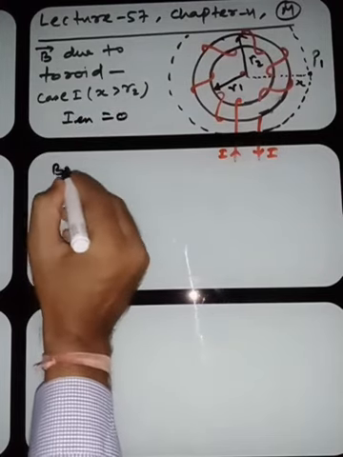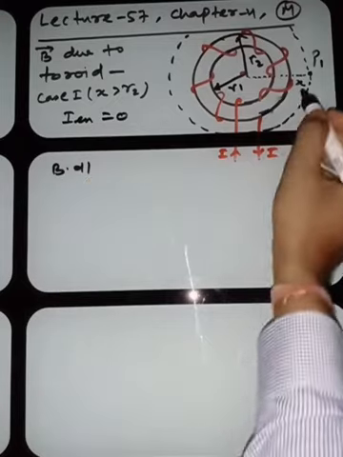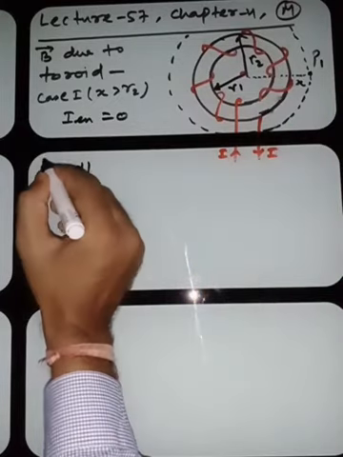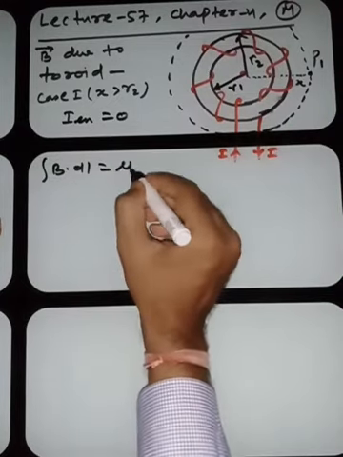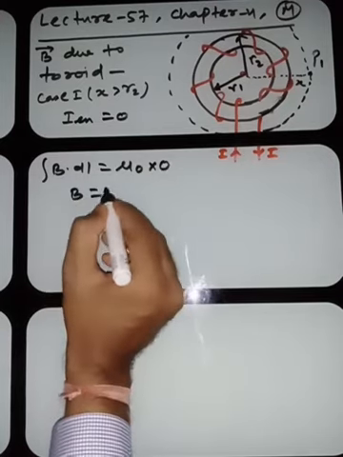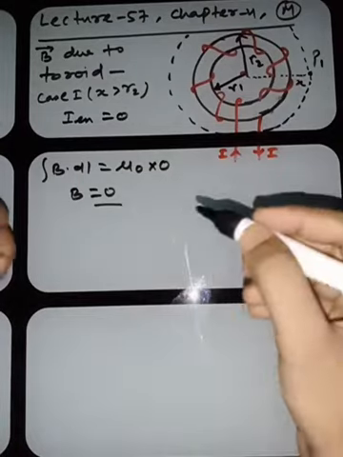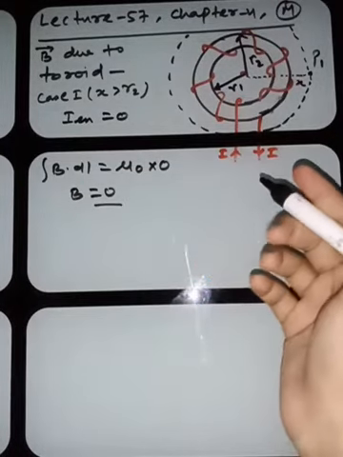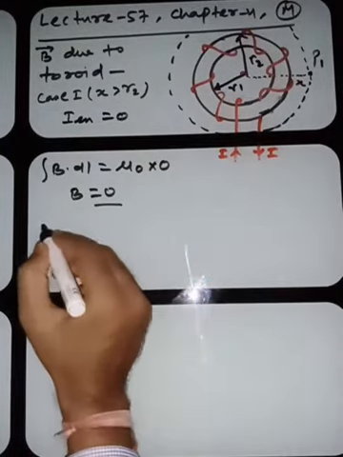Of course, B dot dl, over the length dl, equals mu naught times I net, which is 0. So B will be 0. For a toroid, the magnetic field outside the space of the toroid becomes 0.